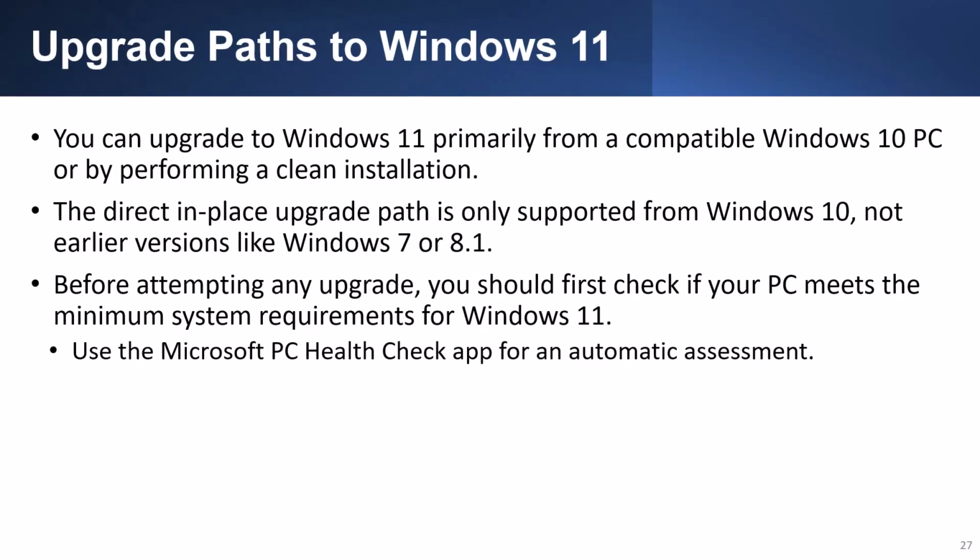You can upgrade to Windows 11 primarily from a compatible Windows 10 PC or by performing a clean installation. The direct in-place upgrade path is only supported from Windows 10, not earlier versions like Windows 7 or 8.1. Before attempting any upgrade, you should first check if your PC meets the minimum system requirements for Windows 11. Use the Microsoft PC Health Check app for an automatic assessment.